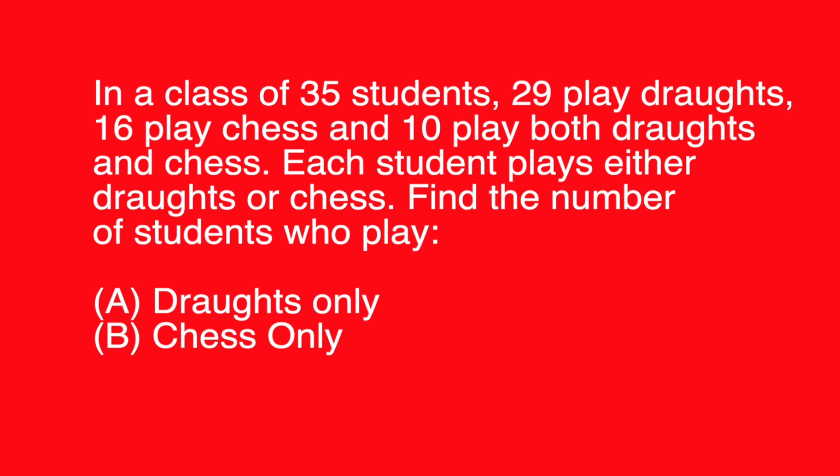And the number of elements in M only is the number of elements in M minus the number of elements in F intersect M. Now let's do an example. In a class of 35 students, 29 play draughts, 16 play chess, 10 play both. Each student plays either draughts or chess. Now, 1, find the number of students for draughts only, and 2, find the number of students for chess only.